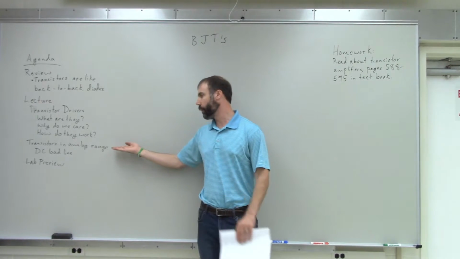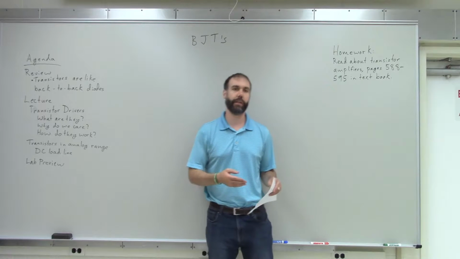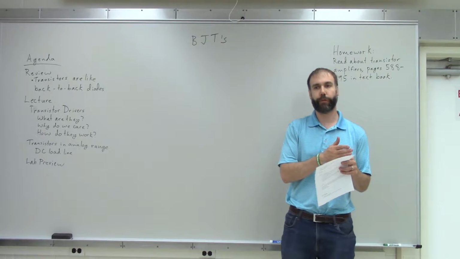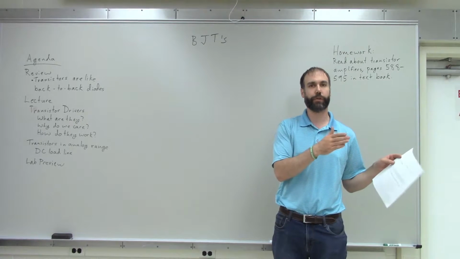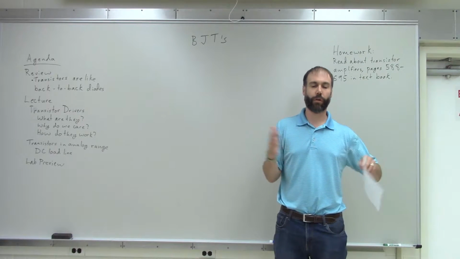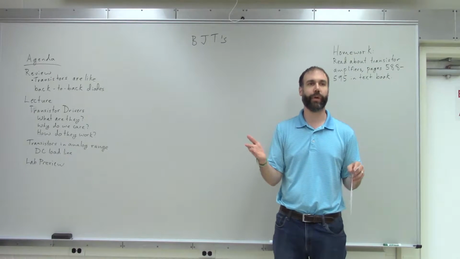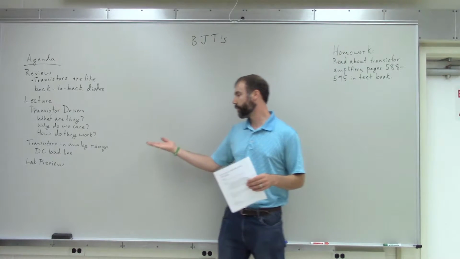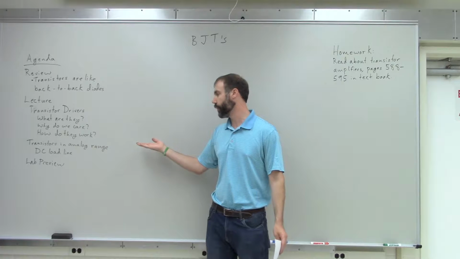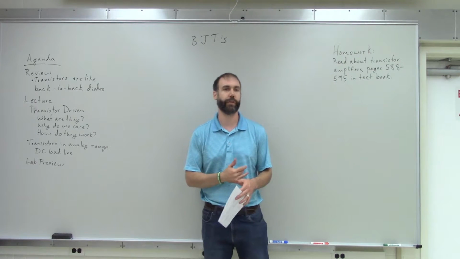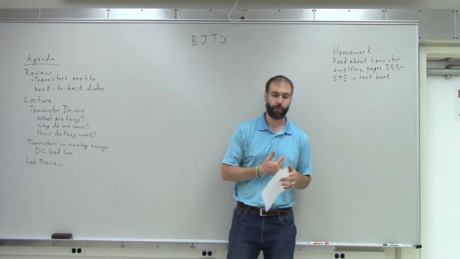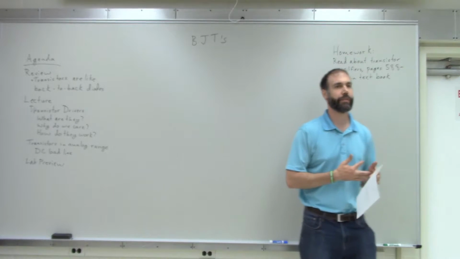The second way that we can use transistors is in an analog range. Okay? This is sort of the shades of gray. It's not just 1 or 0, on or off. It's everywhere in between. And those transistors are especially good in the analog range when we are dealing with amplifiers, whether it's audio amplifiers or radio frequency amplifiers, things like that.